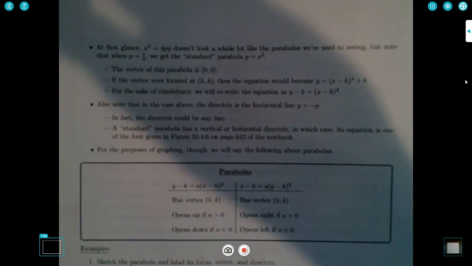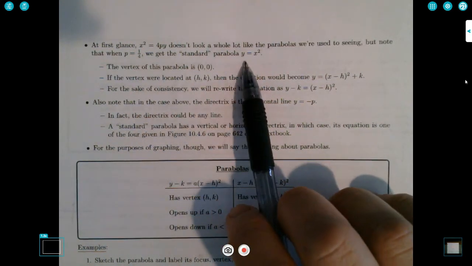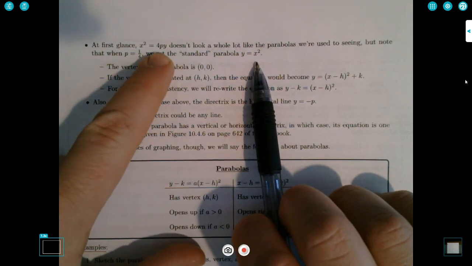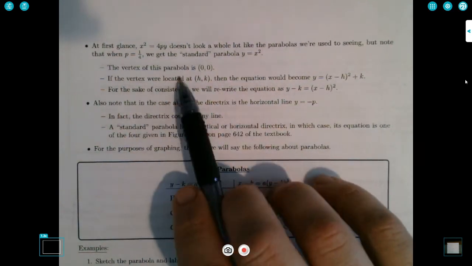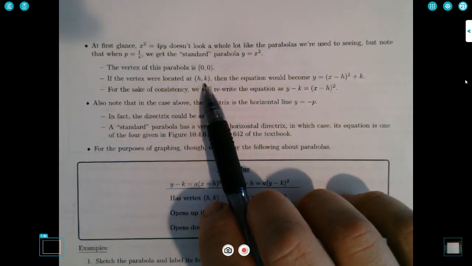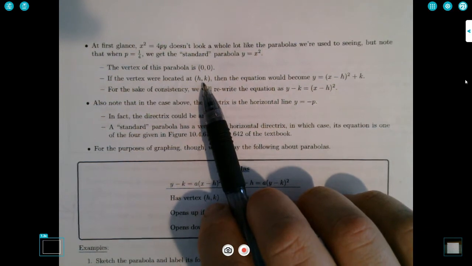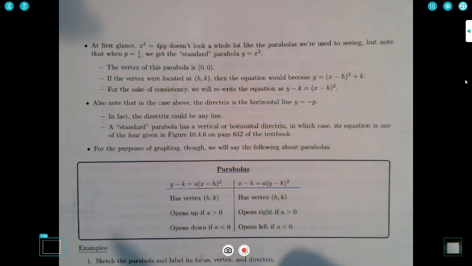But note that when p equals 1/4, we get the standard parabola y equals x squared, right? If p is 1/4. All right? The vertex of this parabola is 0, 0. If the vertex were located at some other point h, k, and we usually use the variables h and k, then the equation would become y equals x minus h squared plus k.